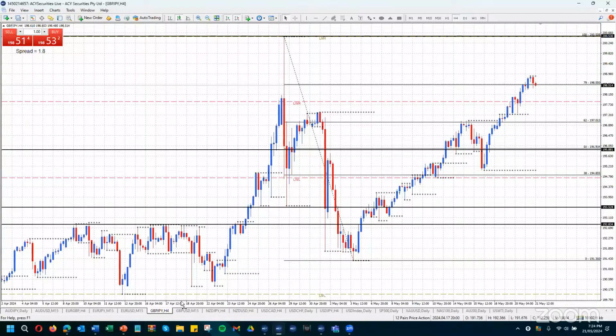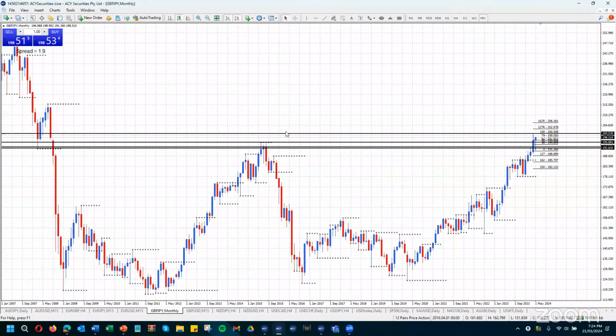Pound yen, it's at the 79% level. This is my 4-hour chart of the big decline that we had 2 or 3 weeks ago. Now, if we go to the monthly chart, it is above this high over here. Unlike the Euro yen, which is below its major monthly high and just got close to retesting it today, the pound yen is above its major monthly high over here. So it is a lot more bullish.